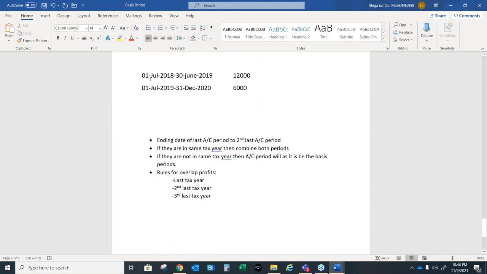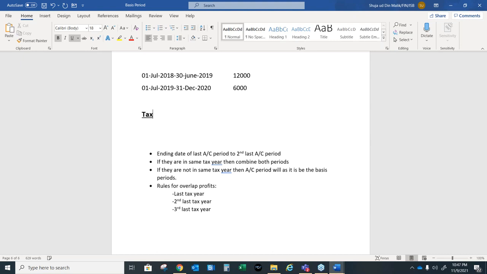Now we have a question. The trader's normal accounting period was from 1st July 2018 till 30th June 2019, and something happened and the business closed on 31st December 2020. Can anybody tell if both the dates, the ending date of the last accounting period and the ending date of the second last accounting period, fall in the same tax year or a different tax year? There is always a difficulty in sorting this kind of scenario out, which is the tax year and which is not.